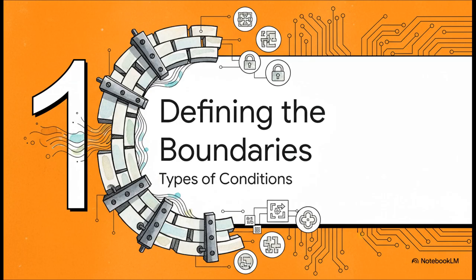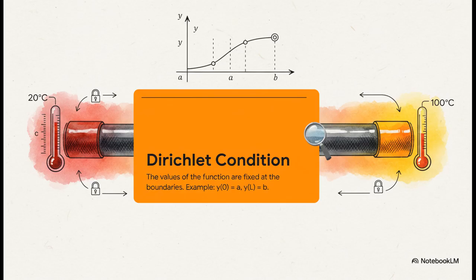But what does fixed actually mean in a mathematical sense? Well, it turns out there are a few different kinds of rules or conditions that we can set for these boundaries. First up is the Dirichlet condition. This one's the most straightforward. It just means you're fixing the value of the function right at the boundaries. So, for example, you could say the temperature at one end of a metal rod is held at a constant 20 degrees, and at the other end, it's 100 degrees. Those values are locked in, period.